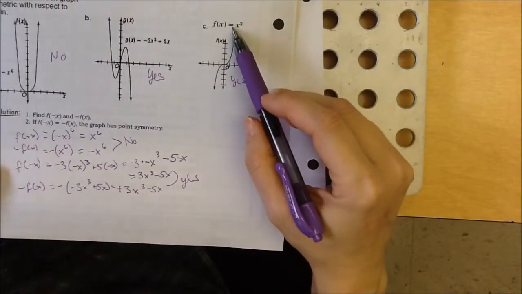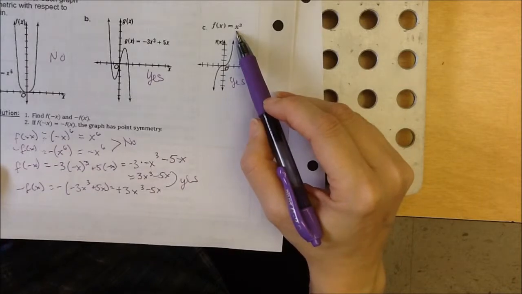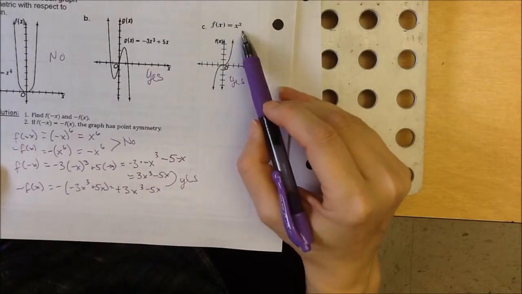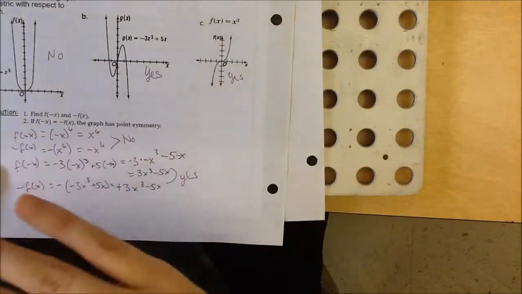Same here, if I make it negative first and then cube it, I get negative x cubed. If I take the whole thing, cube it, then make it negative, negative x cubed. Same thing.